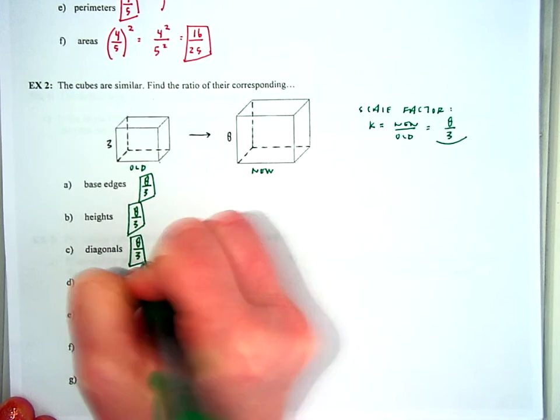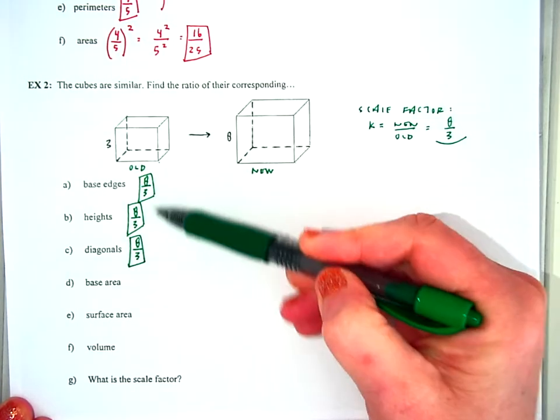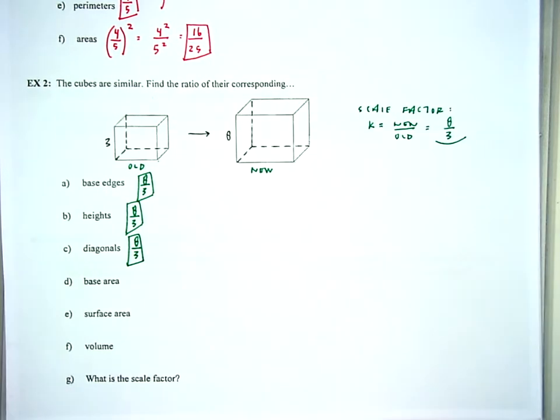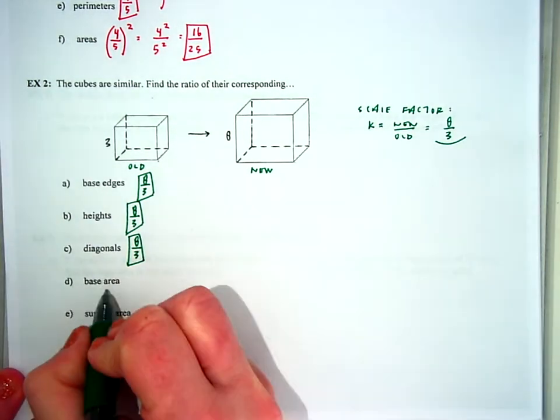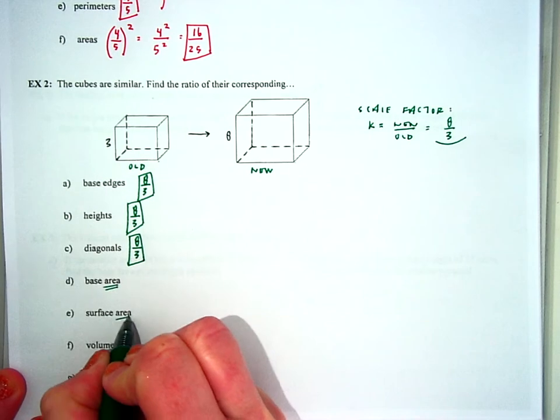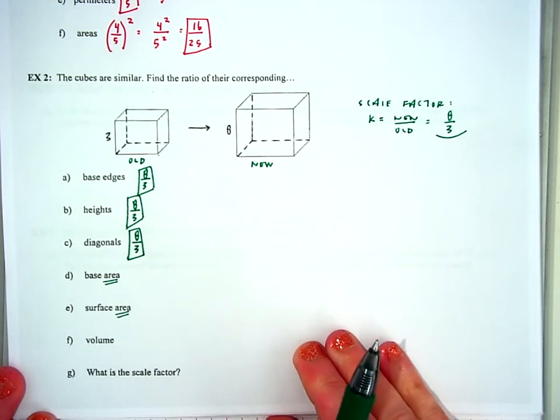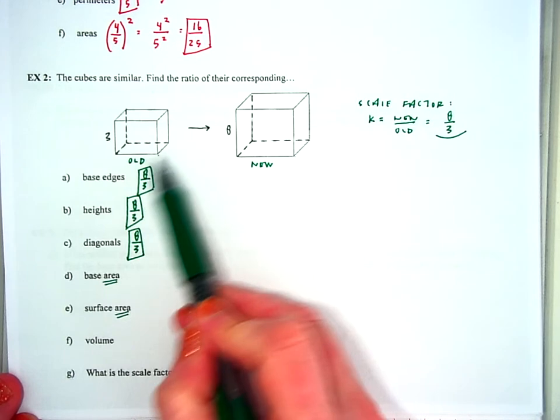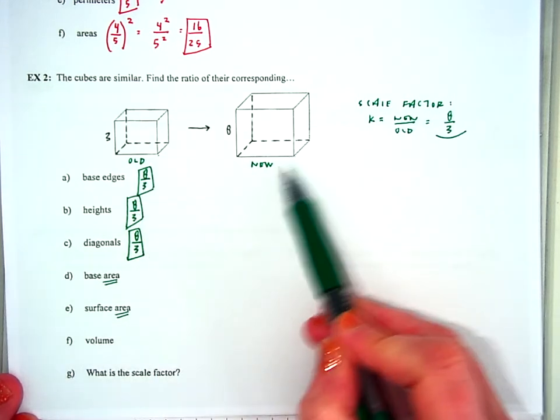Okay, my diagonals, so if I connected this point to this point, for example, this point to this point, for example, well, my diagonals are segments, so same ratio, 8:3. So everything so far has been a segment relationship, so it's had the same ratio as the scale factor, 8:3.